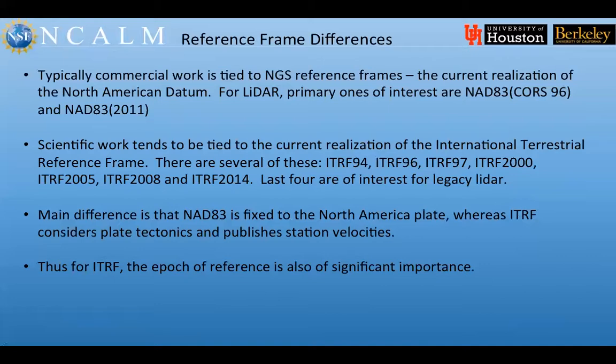For research data sets that NCALM and others normally do, we usually use the International Terrestrial Reference Frame. This frame has even more realizations. The difference in the reference frame from 94 to 2014 is on the order of 10 to 15 centimeters globally, so it's not going to cause that much of a difference. So what's the main difference between the two? There are lots of subtle differences, but the biggest one is that NAD 83 is fixed to the North American plate. It assumes that North America is its own coordinate system, and it has reference points on it that define a datum that moves along with the plate.